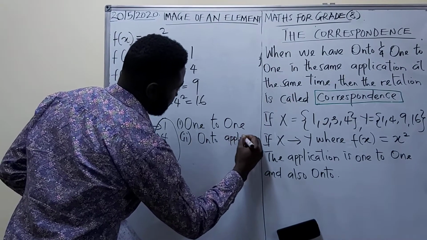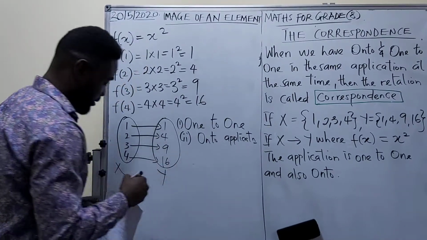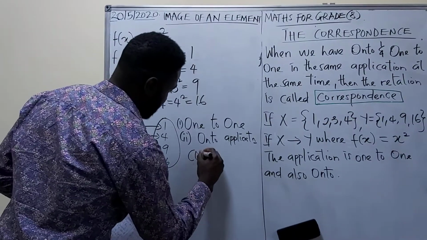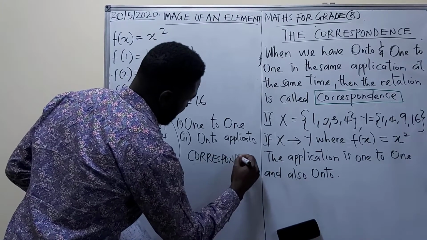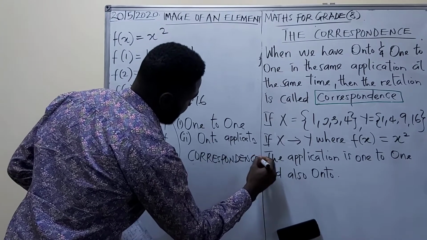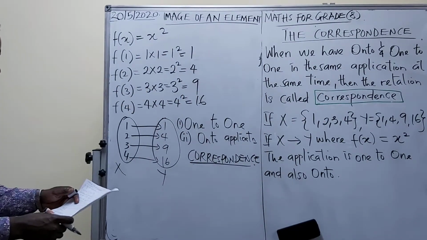Application. So in that case, you can say this is what? Correspondence. Application. So that is just the proof to what we have here.